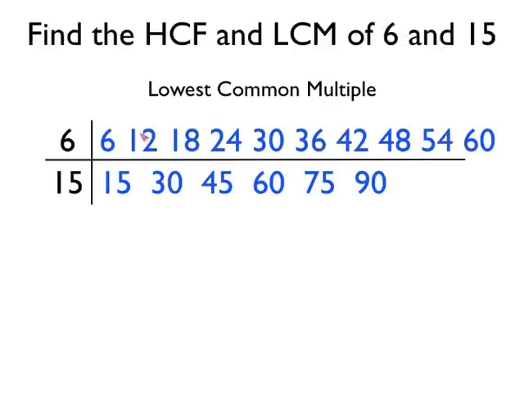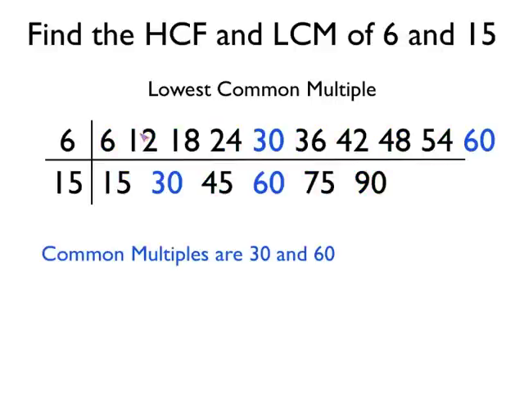So the multiples of 6 are 6, 12, 18 and so on. And the multiples of 15 are 15, 30, 45 and so on. Now we're after the lowest common multiple, so let's find the common multiples first. These are the multiples which are in both numbers. So for example, 30 and 60 are common multiples of 6 and 15.